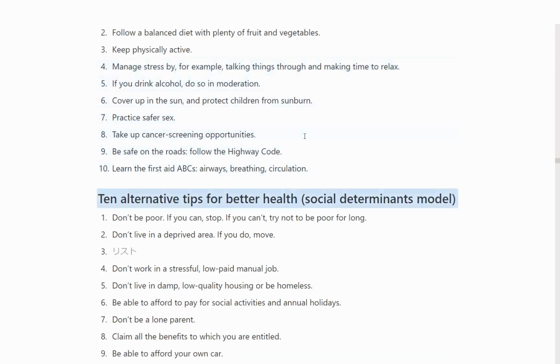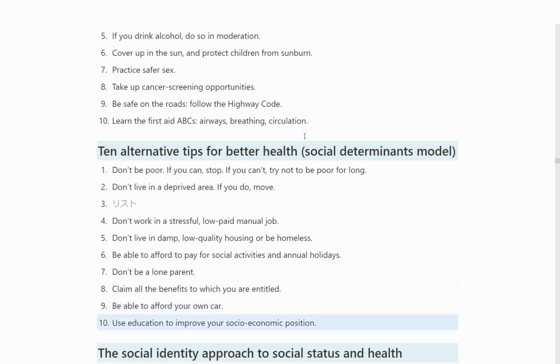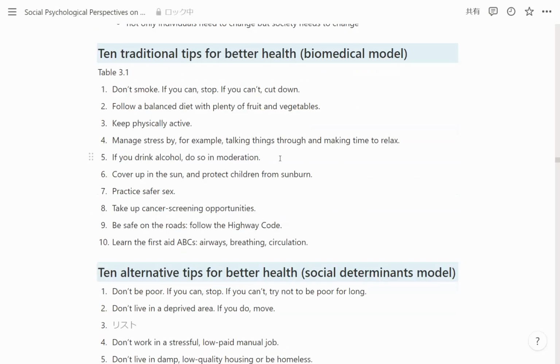Don't stay poor, or don't live in a deprived area, or don't work in a bad stressful job, or don't live in a bad house. These tips really focus on situations that people may be in. And when they are in those situations, maybe they should leave the situations. But if you look at the 10 traditional tips, it really focuses on individuals and it doesn't talk about situations.